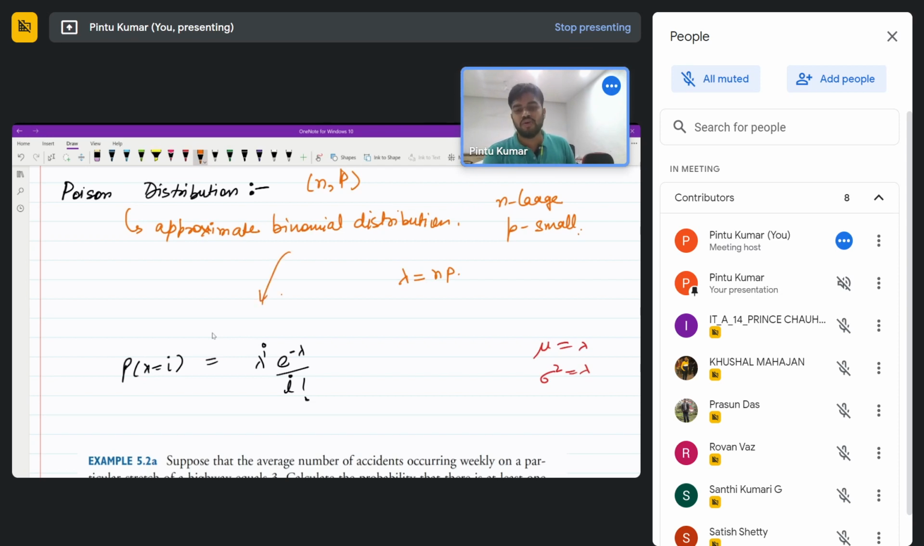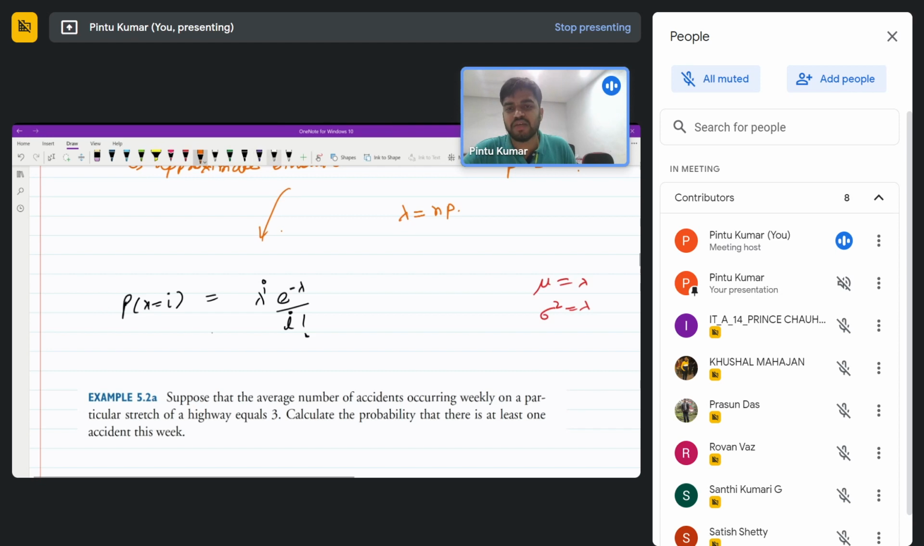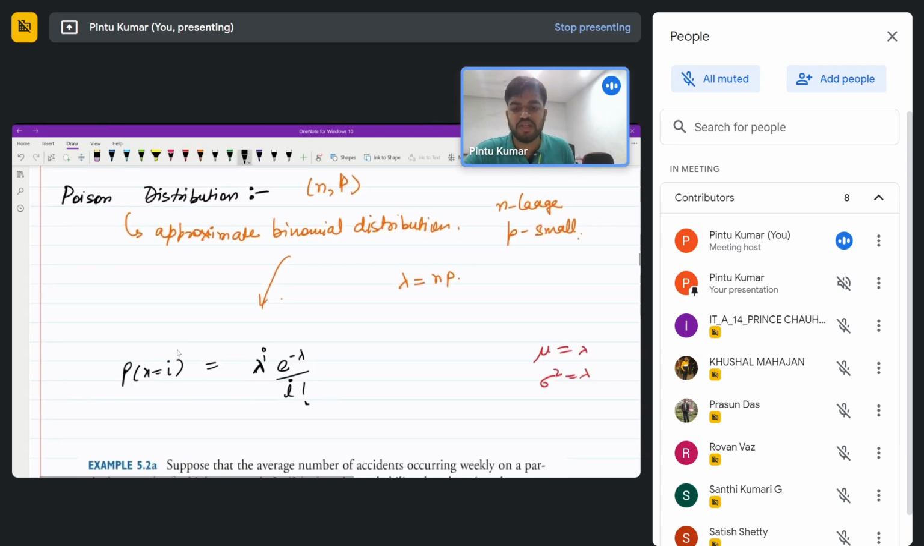Okay, so we'll look at an example. The formula is very simple. It is given by lambda to the power i, where lambda is the parameter for this Poisson distribution, and e is the exponential, nothing different here: e to the power minus lambda, divided by i factorial.